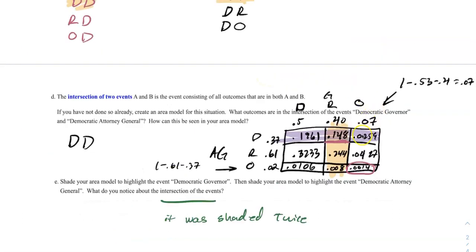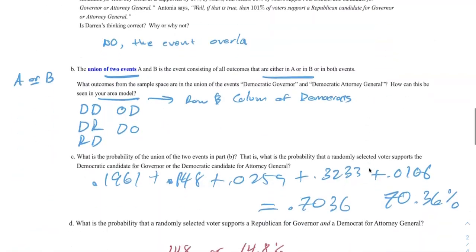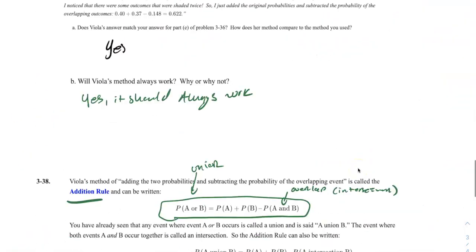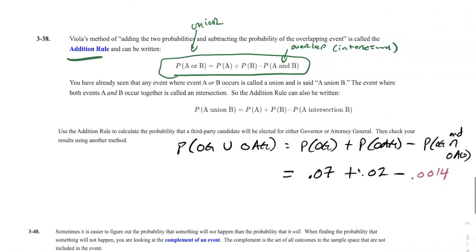0.07, how do you get that? It's this plus this plus this. How do you get 0.02? It's this plus this plus this. So we count the 0.0014 twice, so we're going to subtract it off, just like Velma's method. If we do that, we should get 0.0886.